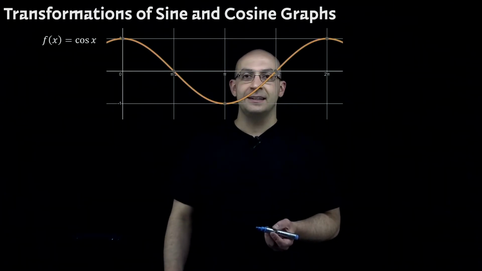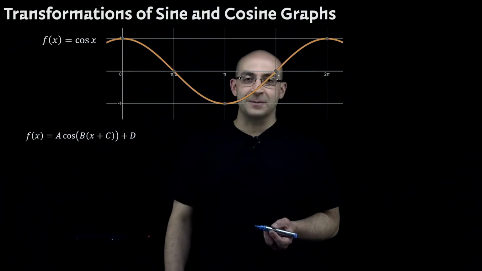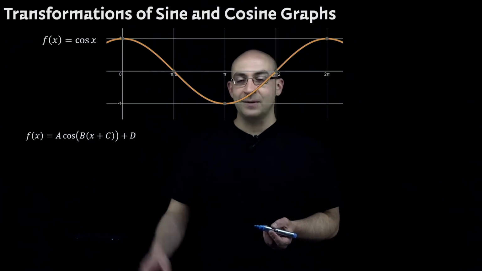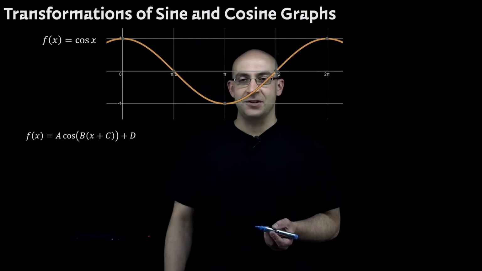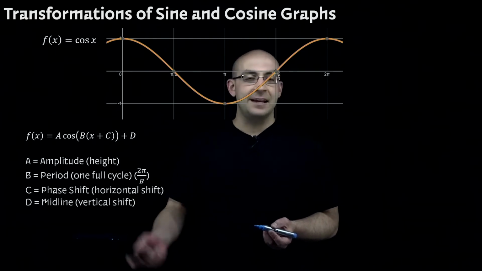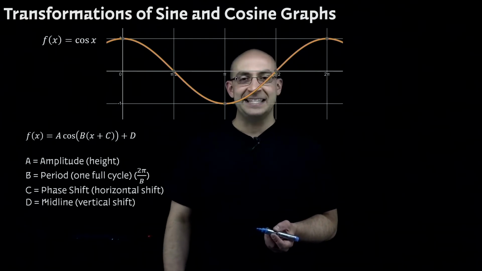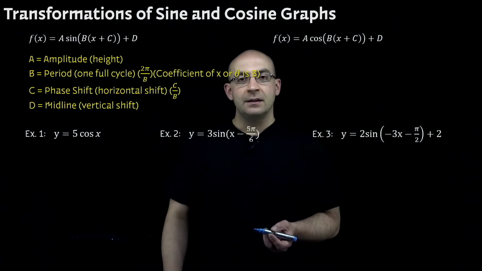Cosine function, certainly no change there from the last time you saw me. Again, we have the same formula, but we changed it to cosine instead of sine. And again, we have our A, B, C, and D values.